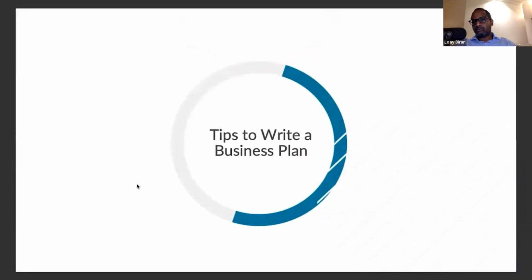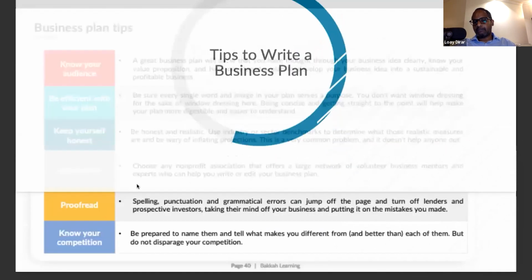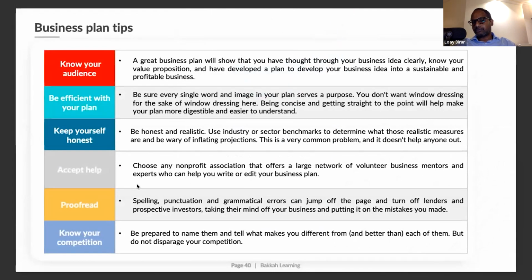And you need to equip yourself with the right tips to write a business plan. And these are the right tips for developing a business plan: start by knowing your audience, be efficient with your plan, keep yourself honest, accept help, proofread, and know your competition. So we're going to start with knowing your audience.